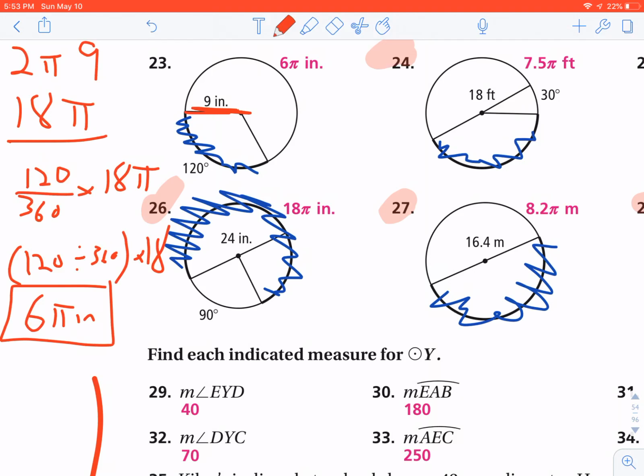So in parentheses, 120 divided by 360. Close that parenthesis and hit times 18. That gives you 6. And then that pi, we just attach at the end because we're asked to leave our answer in terms of pi.